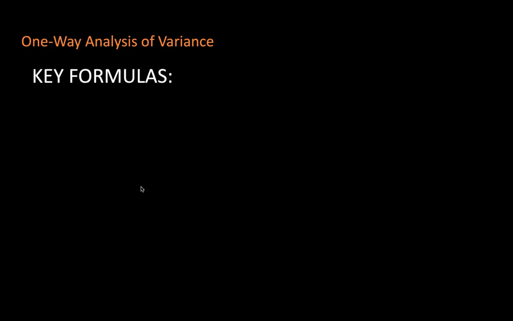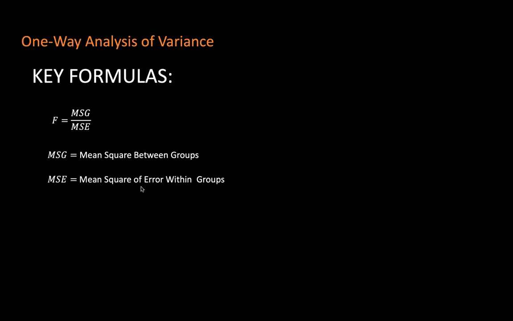So, some key formulas for ANOVA: the F score is equal to MSG over MSE. MSG is the mean square between groups. MSE is the mean square of error within groups. MSG is equal to SSG over DFG.